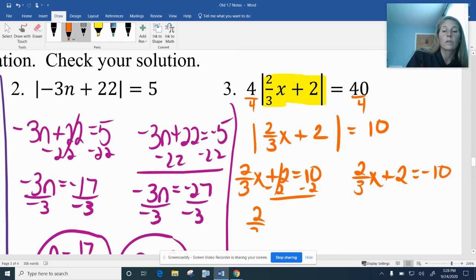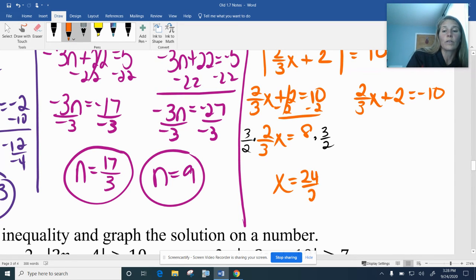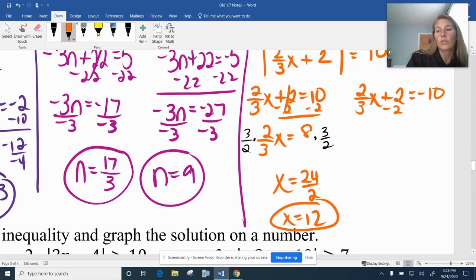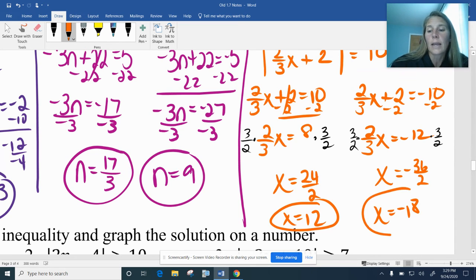Subtracting 2, 2/3 x equals 8. Then I'm going to multiply by my reciprocal on either side, which is 3 over 2. And then I end up with x equals 24 over 2, which simplifies to 12. On the other side, I'm going to subtract my 2. So I have 2/3 x equals negative 12. Multiplying by my reciprocal to cancel out that 2/3, and I end up with x equals negative 36 over 2, which simplifies to negative 18.